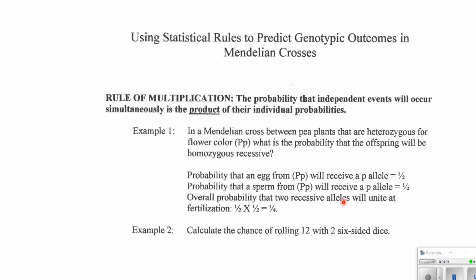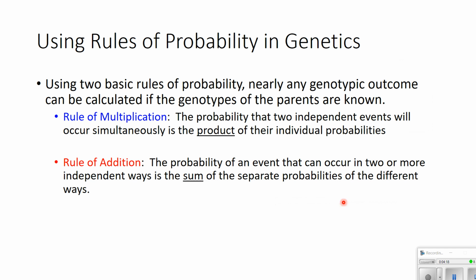So here is what it looks like. This is the first page of the packet. We're going to discuss statistical rules, also known as rules of probability, and use them to solve some sample problems and then also use them to solve some real genetic problems. The 2 rules that we will learn how to use are called the rule of multiplication and the rule of addition.